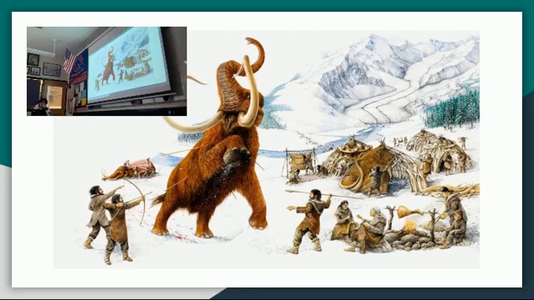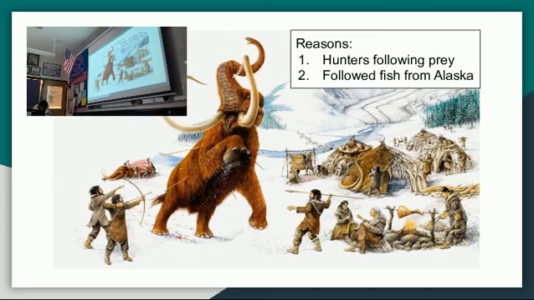So because of that, they are going to move. Next to that very first turn, if you want to put the reasons for that movement, the 2 reasons are, number 1, hunters following their prey, and number 2, following fish from Alaska. If you also want to bracket those 2, put the word necessity. You have to move. If your food source moves, you have no choice. You must move. And that's why they are going to begin to move across into the Americas.